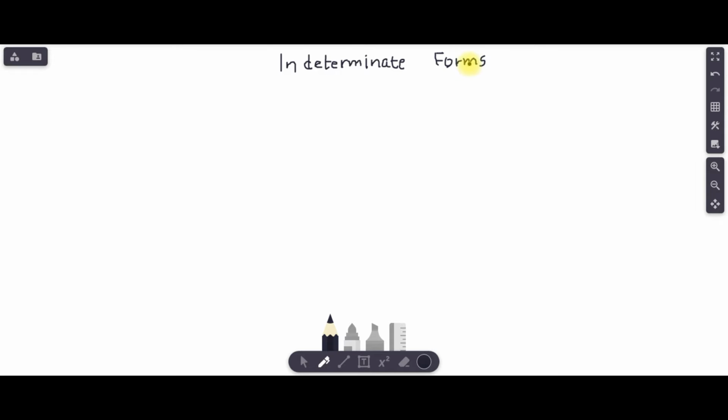If you go by the dictionary meaning, indeterminate means not definitely known well in advance. This means we need to simplify, then we'll be able to tell. So let us dive deeper into it. How it works, what examples are there.